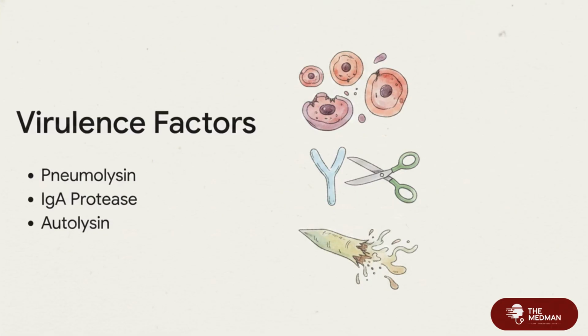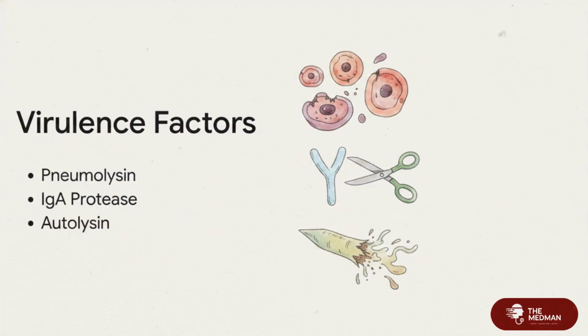First is pneumolysin. This is a cytotoxin that directly shreds the respiratory epithelium, the lining of your airways, and sparks intense, damaging inflammation. Next is IgA protease. Normally, your respiratory tract pumps out IgA antibodies to trap invaders, right? Well, this bacteria produces an enzyme that acts like a pair of microscopic scissors, literally snipping those antibodies in half so it can set up camp on your mucosal surfaces.